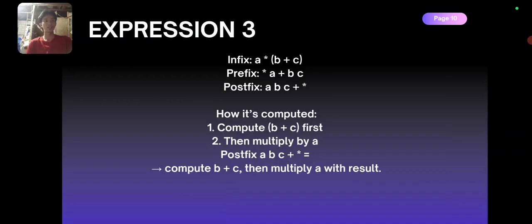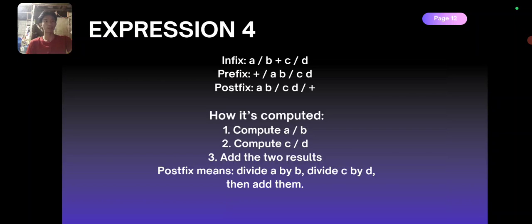In expression 3, we have the next one. Infix is a times b plus c, same as expression 2, where we compute first what is inside the parentheses, b plus c, then multiply it by a. Then the postfix is a b c plus times. So I compute b plus c, then multiply the result by a, just the same as the infix method.